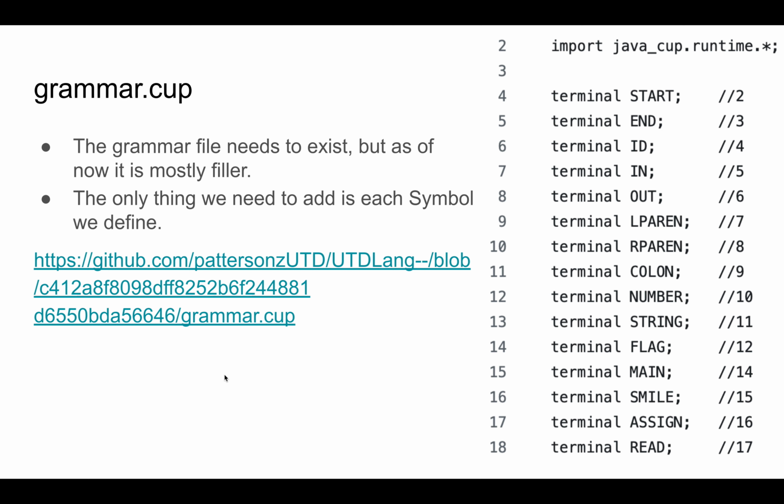So you can find the other file called grammar.cup. This file is provided in your default project. You don't need to create it. And at this point, the only thing you need to do with this file is to add each of the symbols we just defined in the token JFlex into the grammar.cup. And on this side, this is a screenshot of what it will look like after it's done. So the syntax is pretty simple. All you need is to add the symbols into this file.